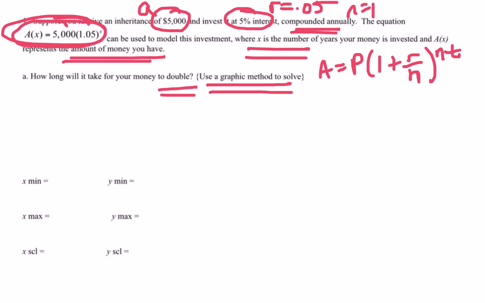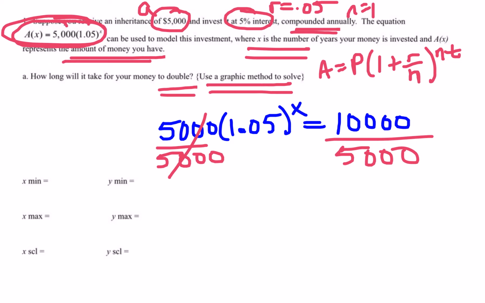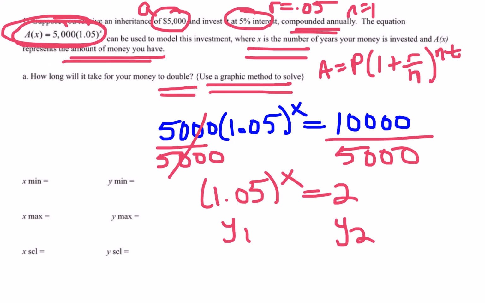Okay, so first off, your formula is 5,000 times 1.05 to the X. Okay, and you want your money to double. So that means that your money is going to become $10,000. We're definitely increasing our value. Now, usually when I would teach this to you, I would say 5,000 divided by this to isolate the base and the exponent. And these would cancel, and you end up with 1.05 to the X equals 2. And we would make this Y1 and make this Y2 and see where they intersect.